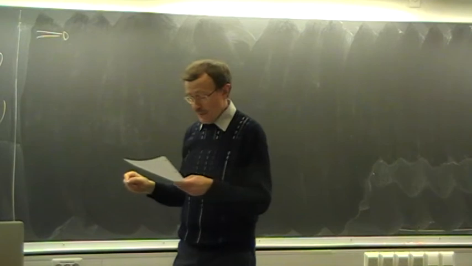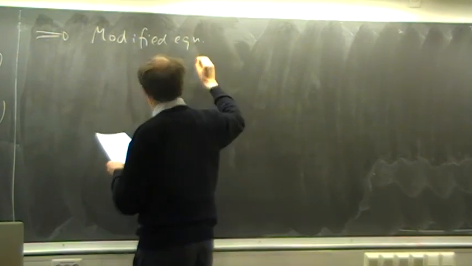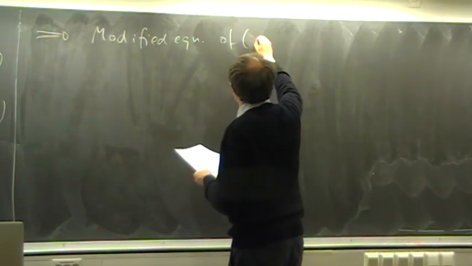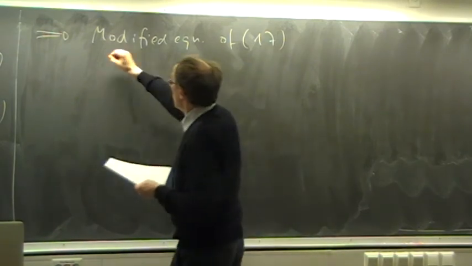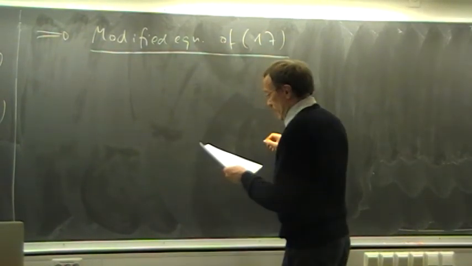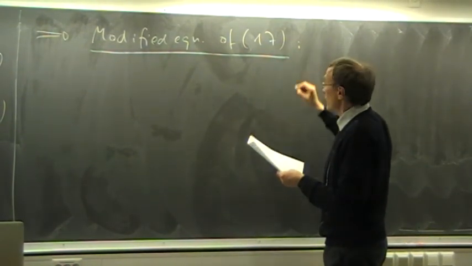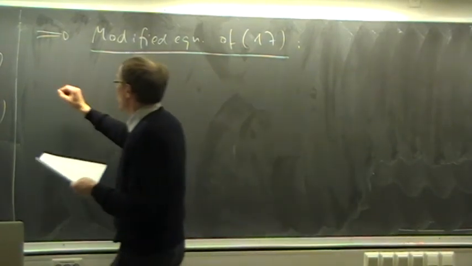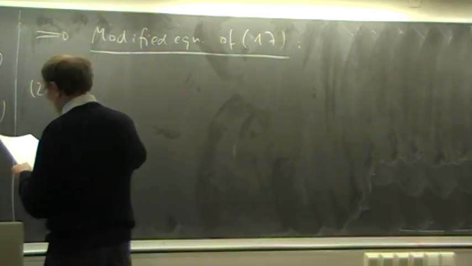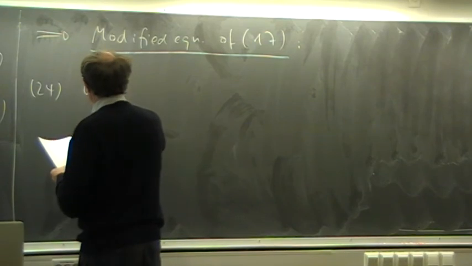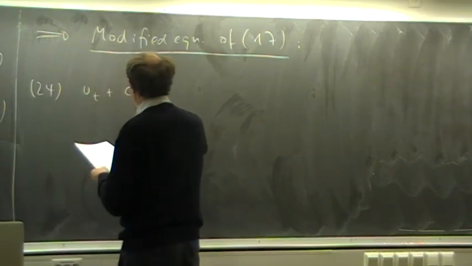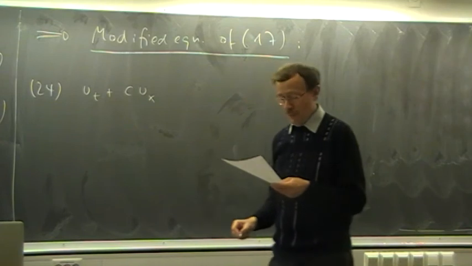So, this process of elimination of higher order time derivatives leads to the modified equation. In our case, that is for the first order upwind method, and we get the following. That is 24: ut plus c ux, that is the equation that we want to solve.